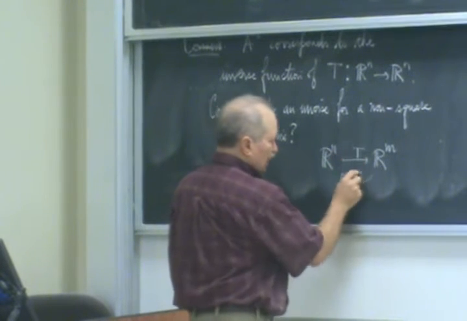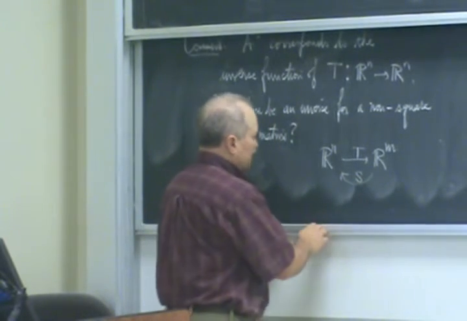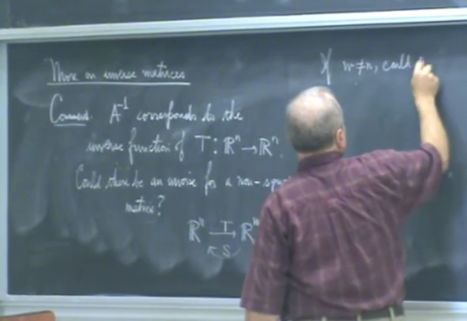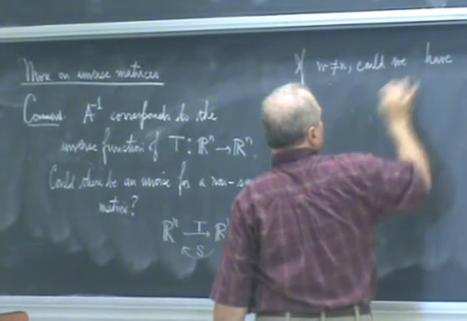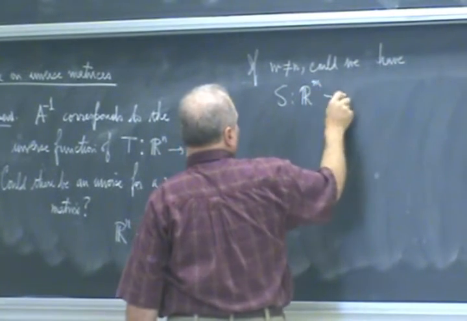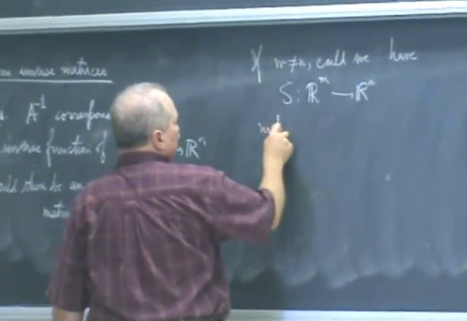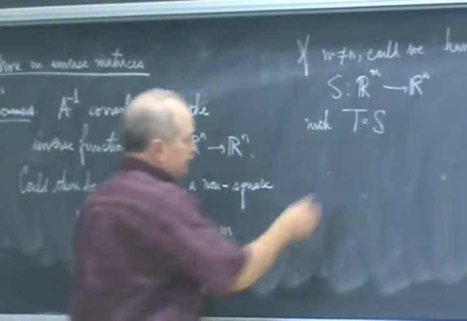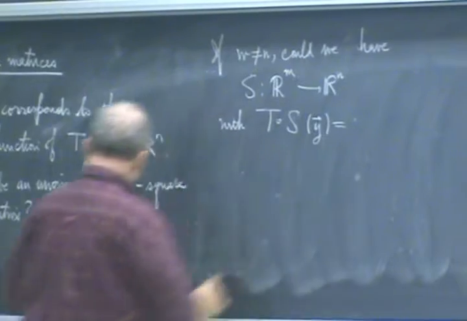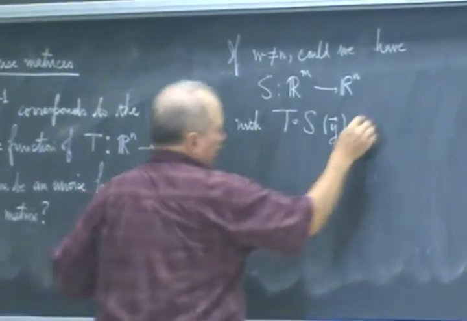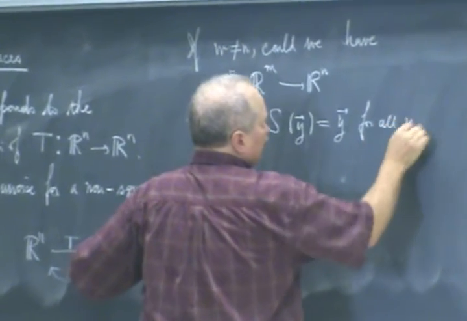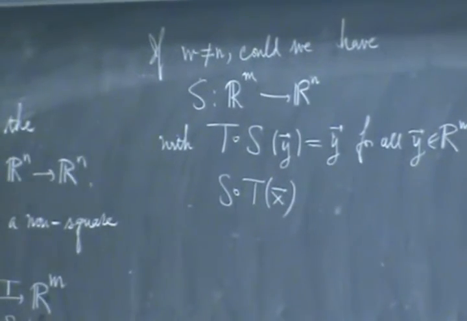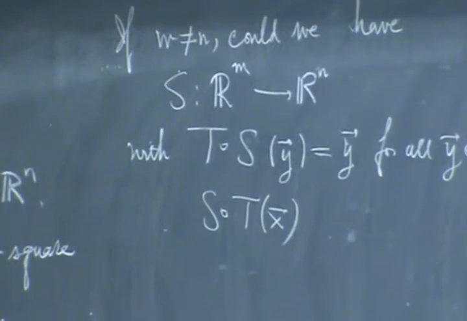If we had a T going here, could there be an S so that, if m doesn't equal n, we could have a transformation from Rm to Rn? You would want to say that if I start here and go back and then do T, I should come back where I started. And similarly, if I start with any x here and do T of it and then S back, I get back to x.